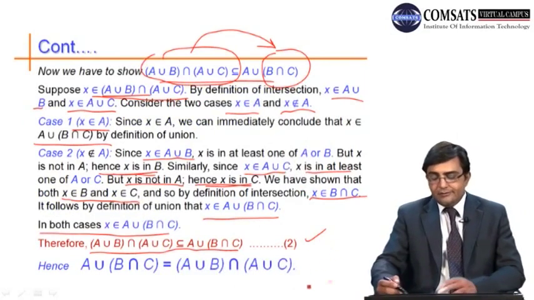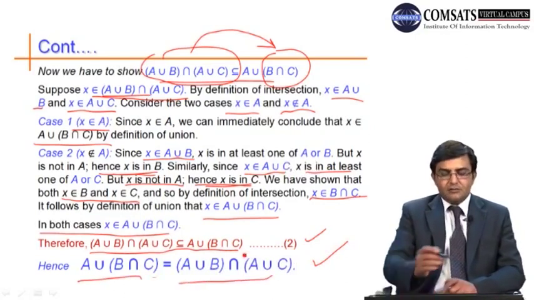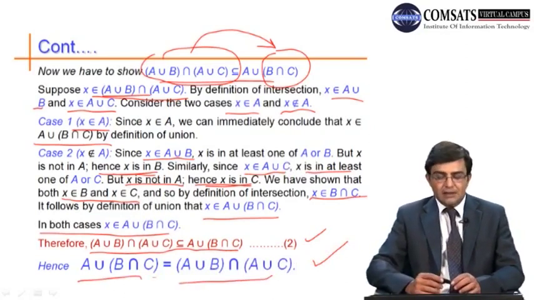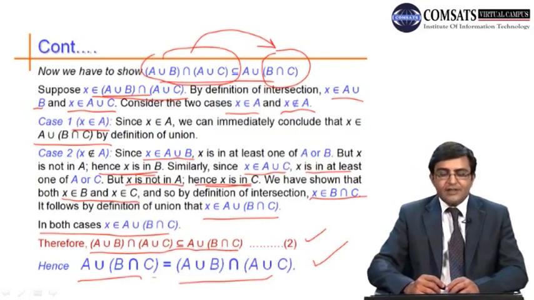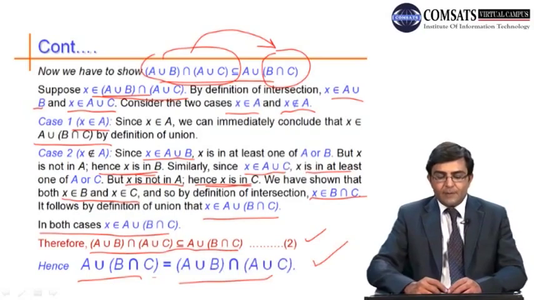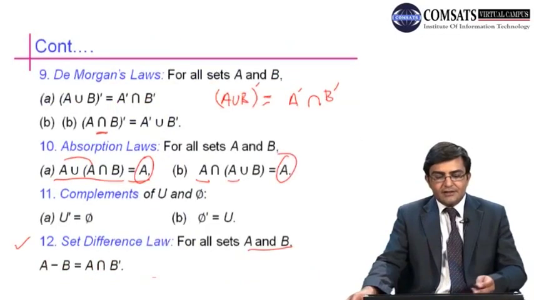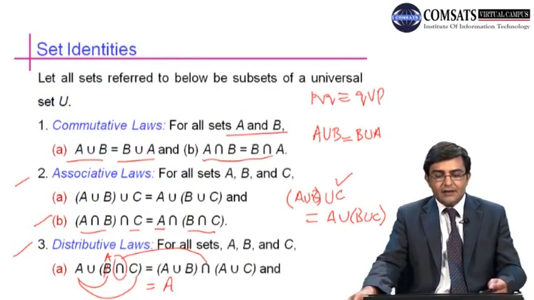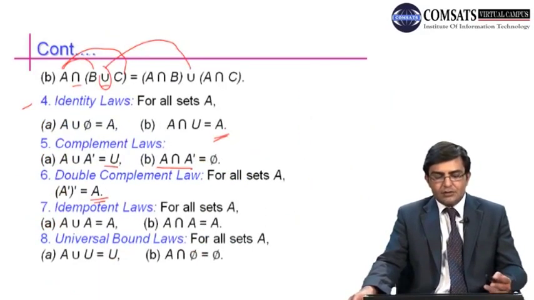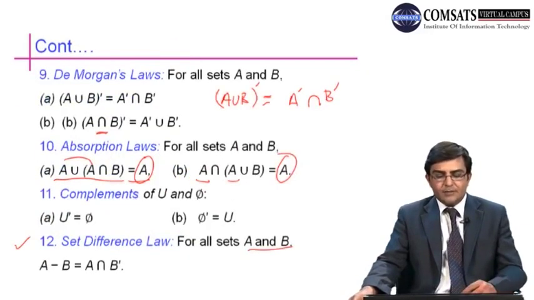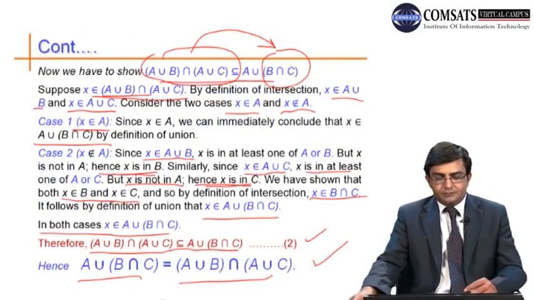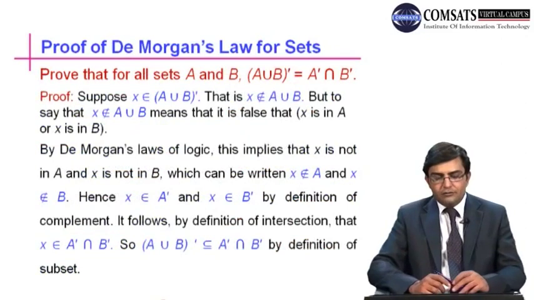So by using this identity or property, you can say this left hand side is equal to right hand side. So this is basically the distributive law for sets, and we have proved it. We can similarly prove the other identities which we have discussed here: commutative law, associative law, distributive law, identity, complement laws, and all other laws we can prove similarly. So we prove another law here, and then we will move forward.